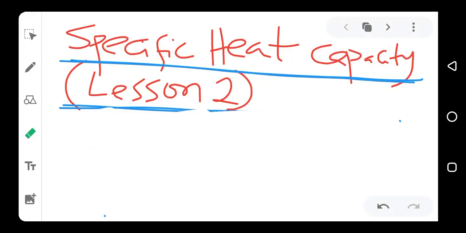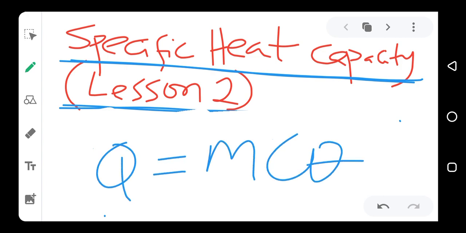This is the second lesson we are going to have on specific heat capacity. And in the previous class, we talked about how to calculate specific heat capacity using the formula Q is equal to MC theta. Q is equal to MC theta. Now, there's one special thing about this formula. This Q is very important.